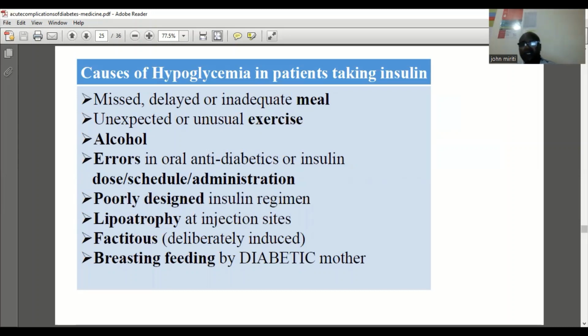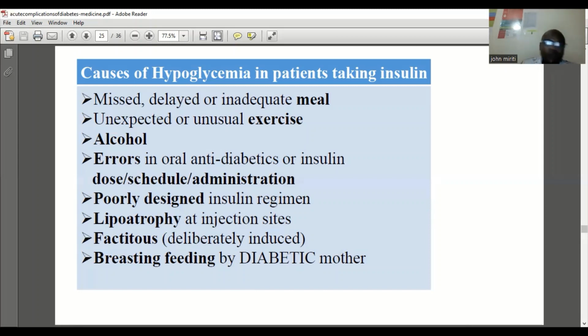Missed or inadequate meals, and unexpected or unusual exercise, because strenuous exercise consumes a lot of glucose by the muscles. There's taking alcohol, errors in oral anti-diabetic drugs, not taking the drugs with adherence, or errors in insulin dosage or administration, a poor and disseminated insulin regime or lipoatrophy at the injection site, or excessive insulin intake. There is also factitious and deliberately induced hypoglycemia.